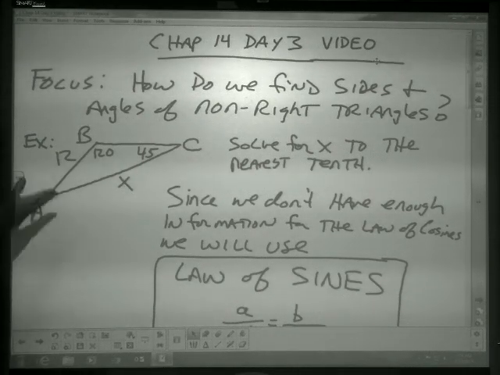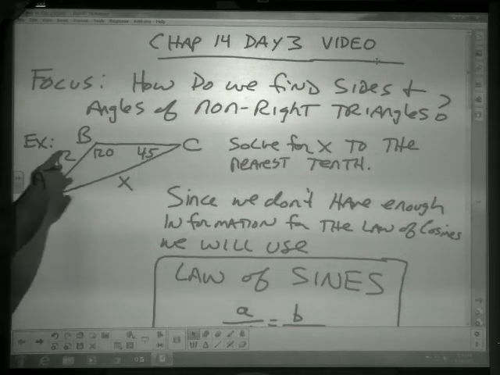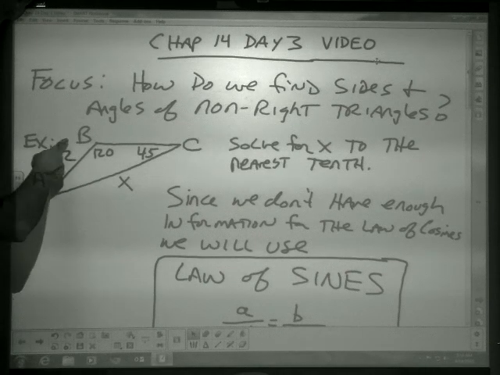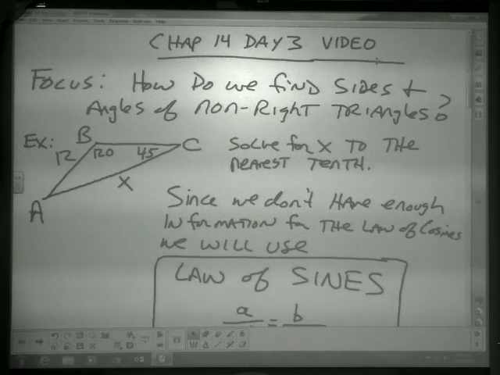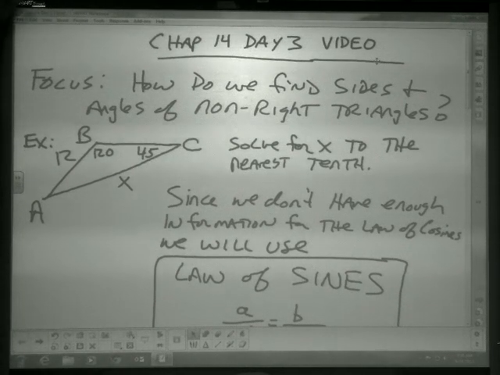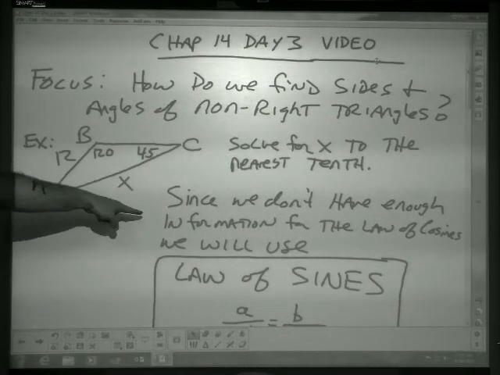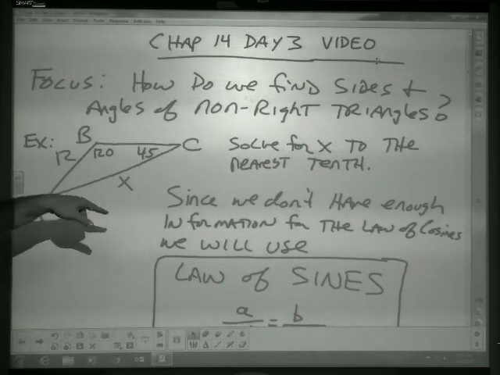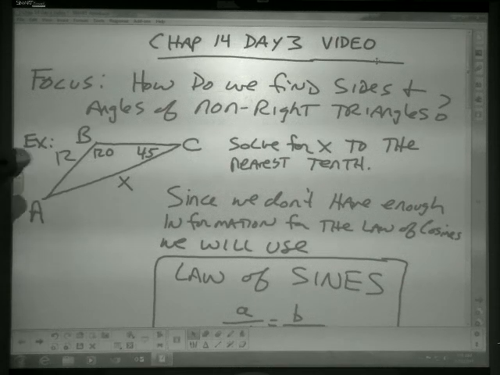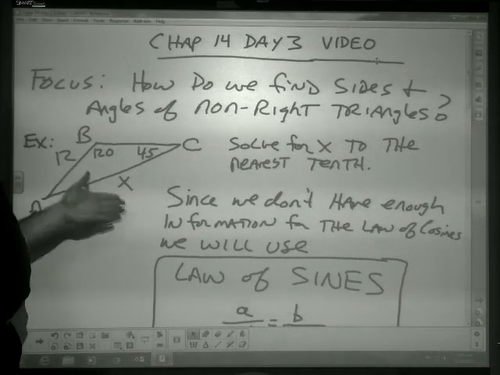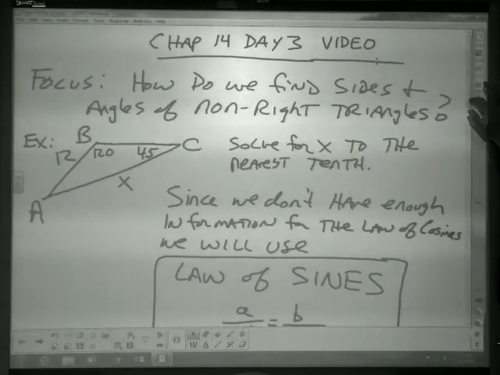So, for example, let's take a look at this triangle. We have a couple angles, we have one side, we have a side that we're trying to find, okay? Solve for x to the nearest tenth. Well, if I look at the information that I have, since we don't have enough information for the law of cosines, we have to use something different. If I had this other side, then I could use the law of cosines. But because I don't, we're going to have to use something different. And what we're going to use today is called the law of sines.